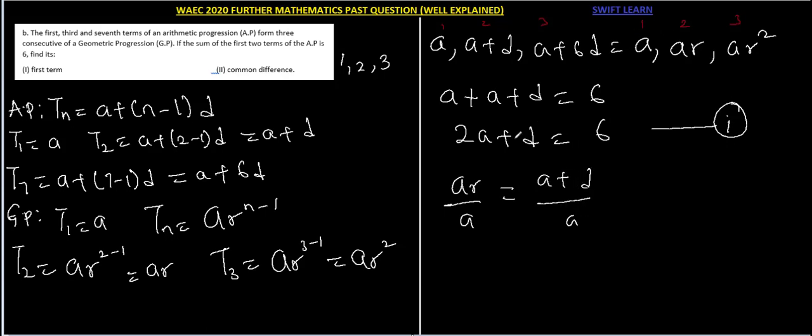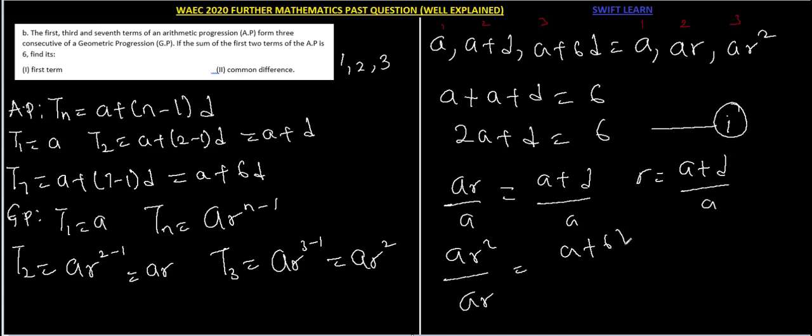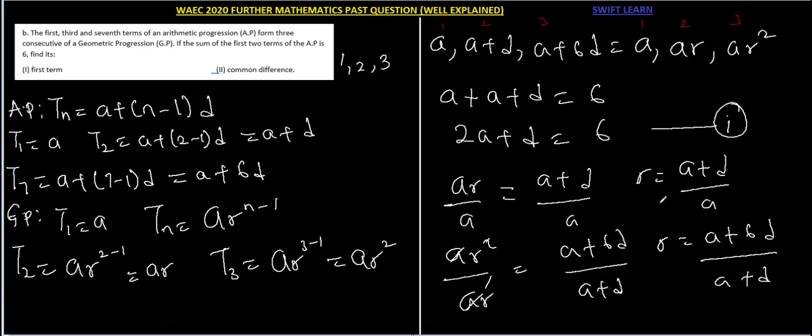So it's like 2 over 1, 2 over 1. Are you seeing it? So R here equals (A plus D) over A. Let me do another R. If I say R square, AR square divided by AR is still R. AR square divided by AR will give you (A plus 6D) over (A plus D). That's 3 over 2, 3 over 2. Are you seeing it now? So this will cancel this, this will cancel this. So R also will be (A plus 6D) over what? A plus D.